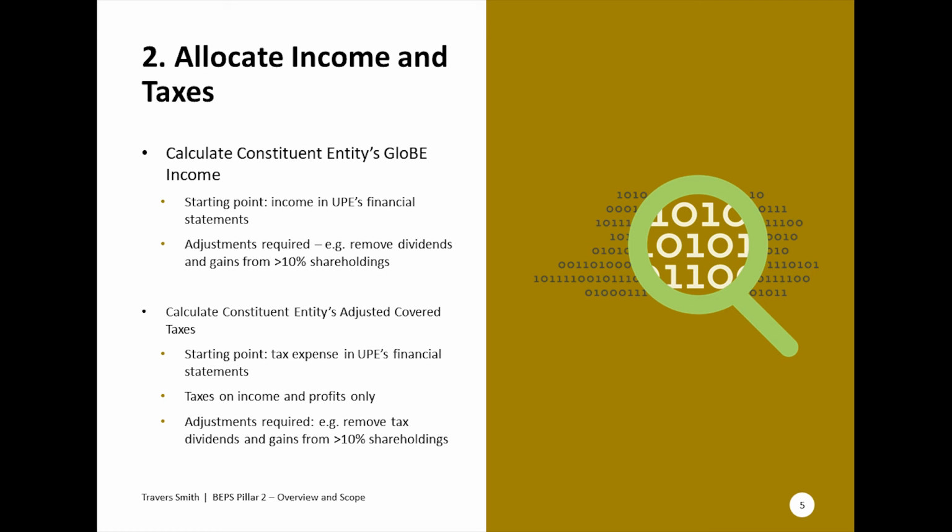For example, you would take out any tax on income where the income is not within the scope of the GloBE rules. So as I said, dividends from 10% or larger shareholdings are not regarded as GloBE income. So in the event that any such dividends have been charged to tax, you would strip out the tax on those dividends.